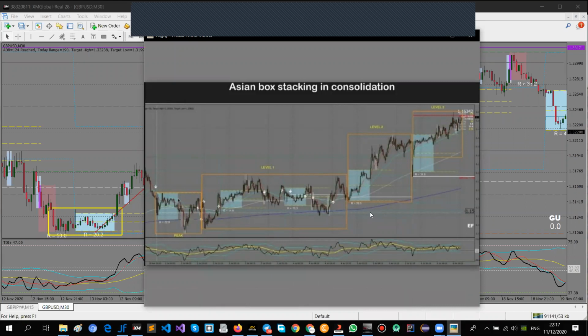So that's it on Asian box counting. Again, it's the same statement. Do not use only one method of level counting on its own. Link them together. Make them work together. They have to work together.